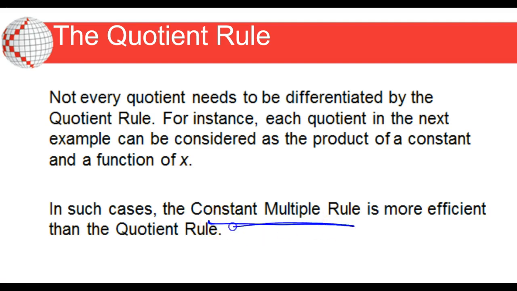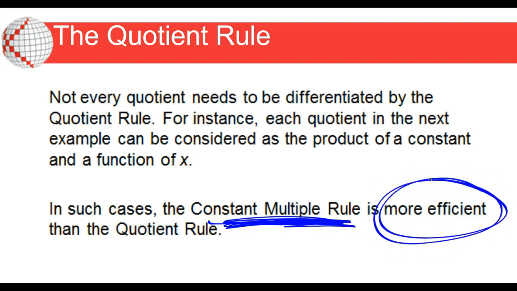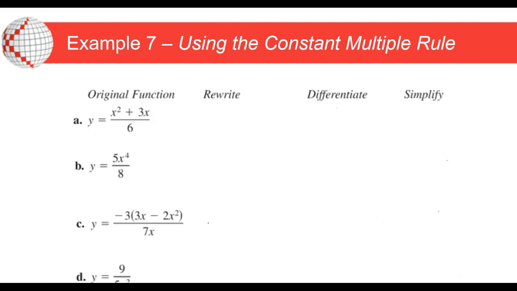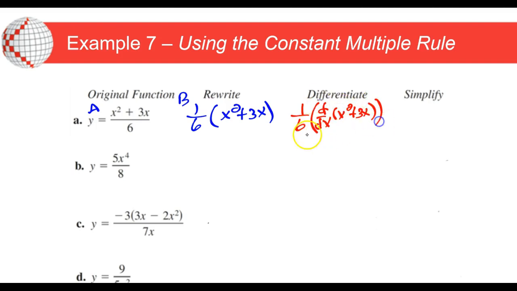One thing I haven't talked to you about is the constant multiple rule, which is a more efficient way to work a problem. It kind of simplifies things, especially when things get complicated later on. A quick rewrite of this would be 1/6 times the quantity x squared plus 3x. We don't normally do that. I kind of like the look of A better, but it's certainly mathematically equivalent at step B. To differentiate this, you could actually just pop out the 1/6 and just worry about taking the derivative of that x squared plus 3x, which of course is what? Well, that would be 1/6 times 2x plus 3.